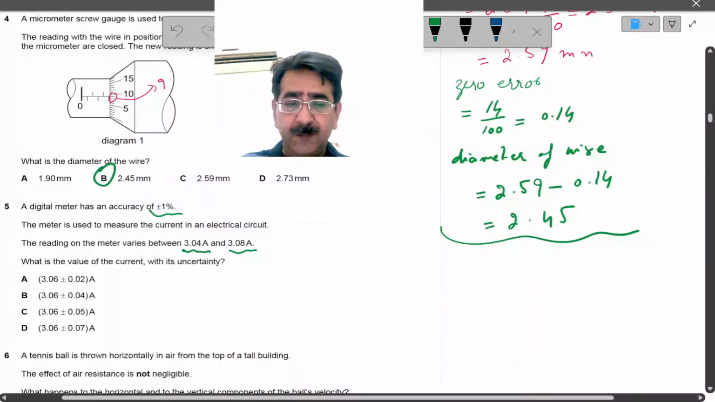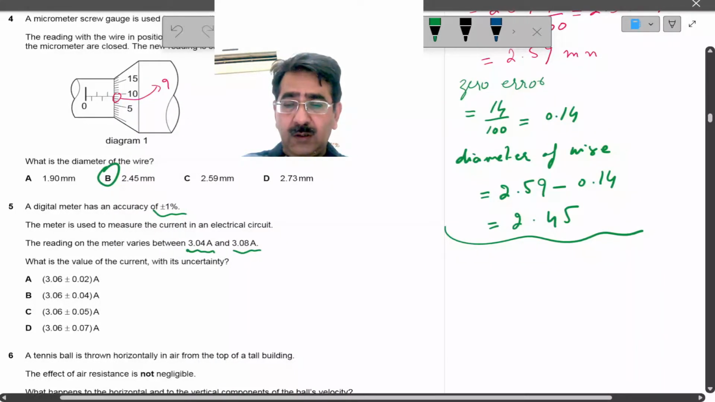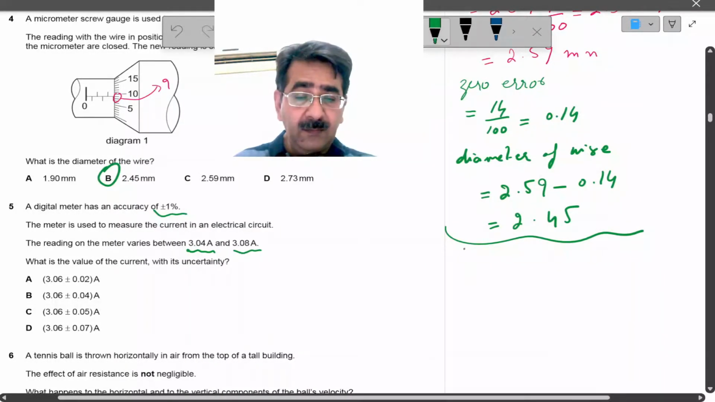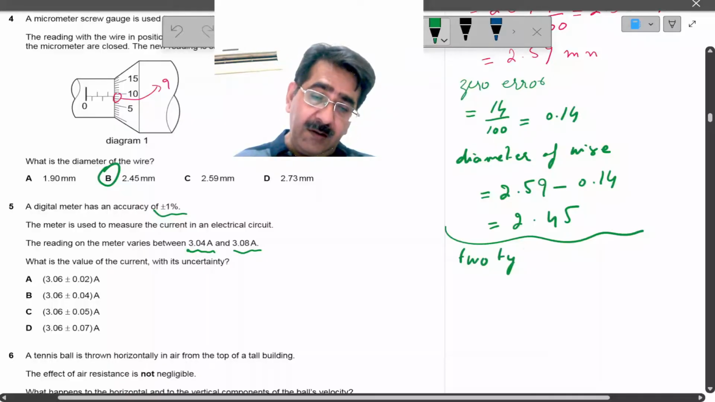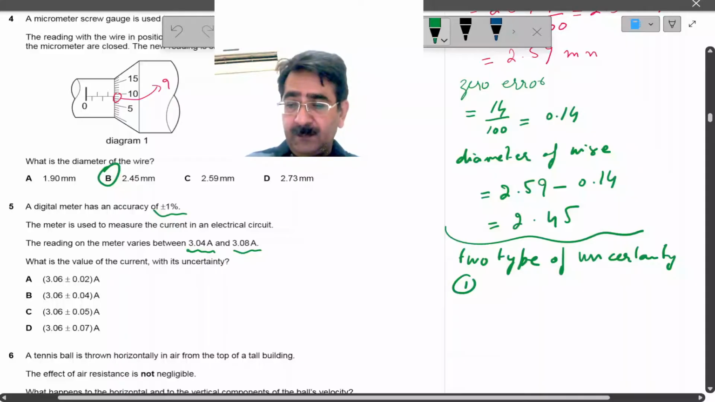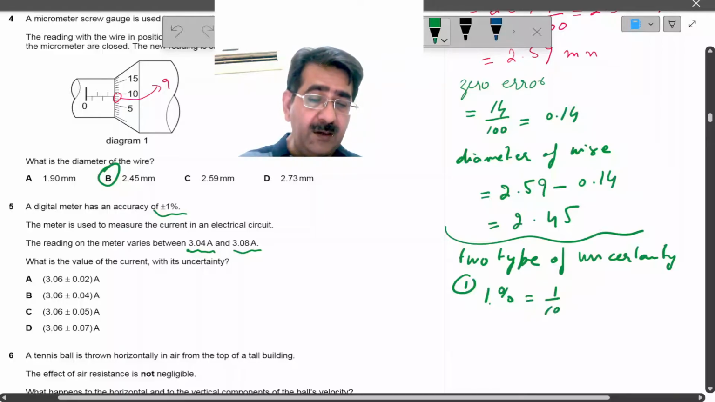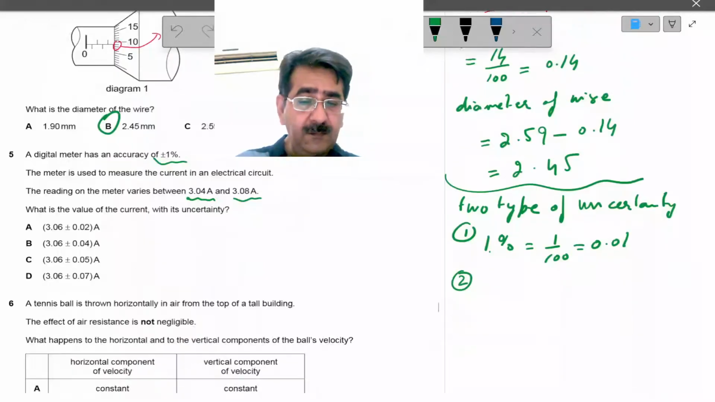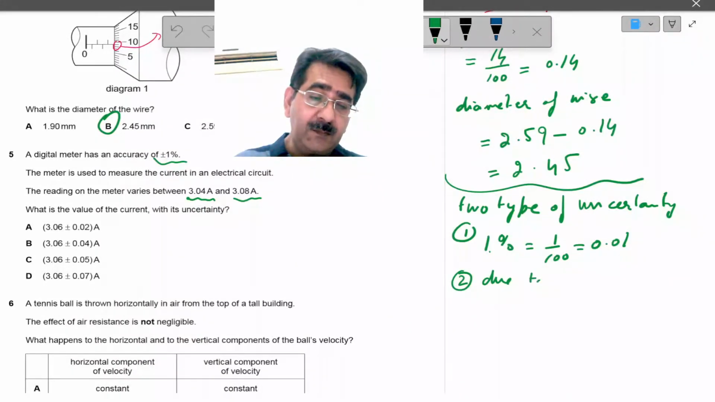There are two types of uncertainty, and we have to consider both. The first one is the given, that is 1%. 1% means 1 divided by 100, that is 0.01. The second is due to fluctuation.